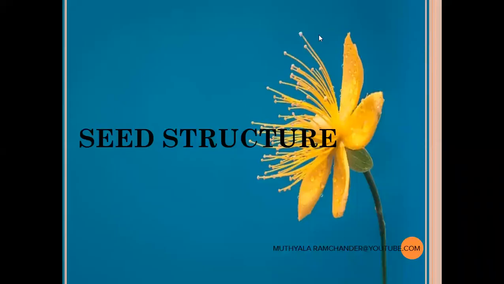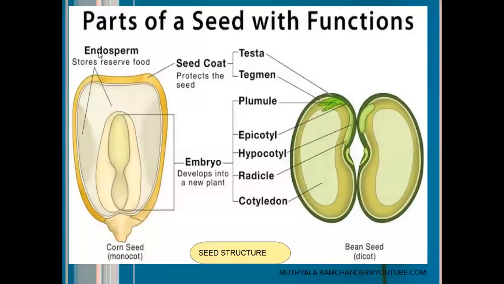Seed structure in angiosperms. Mainly two types of seeds are present in the angiosperms: monocot and dicot seeds. Whatever it may be, both seeds contain a seed coat. The seed coat helps in protecting the inner parts of the seed. The seed coat mainly has two layers. The outer layer is called testa, and the inner layer is called tegmen.